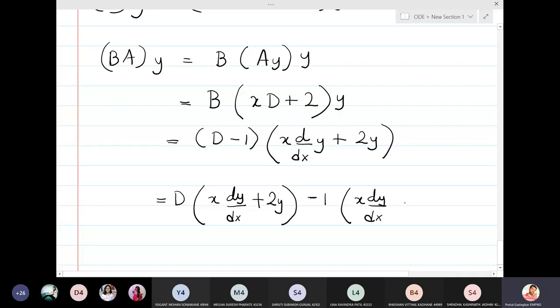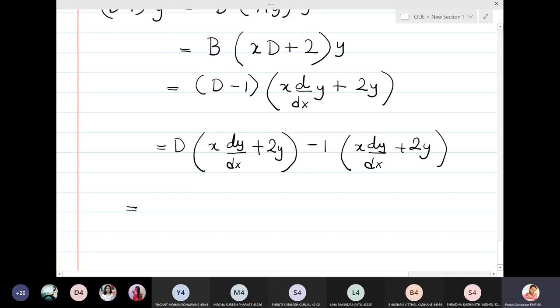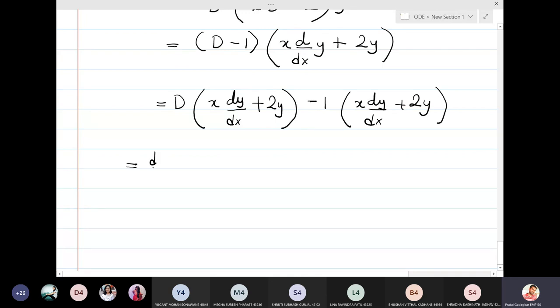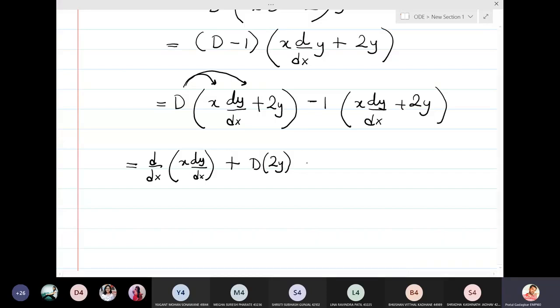Which is equal to d into x dy by dx plus 2y, minus 1 times x dy by dx plus 2y, which is equal to, now the derivative of x dy by dx plus the derivative of 2y. Okay, I'm purposely writing this because I want to go a little bit slow because I'm doing it for the first time. Minus x dy by dx minus 2y, which is equal to, now what is the derivative of x dy by dx?